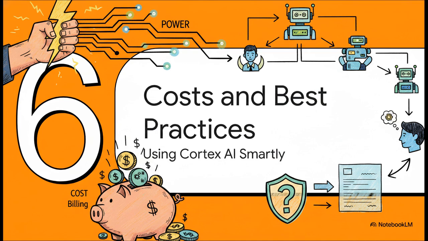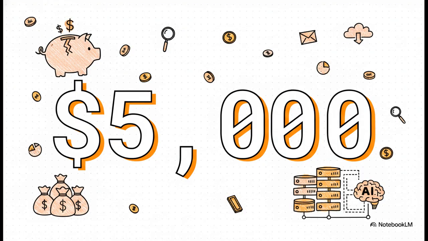Of course, with all this incredible power comes a great deal of responsibility, especially when we talk about cost. Using these AI services is not the same as running a normal data warehouse, and it's absolutely essential to understand how you're being billed so you can avoid any nasty surprises. I want you to take a good look at this number, $5,000. And no, this is not a made-up example. This is what one company actually paid for a single Cortex AI query. Let's talk about how that could possibly happen.